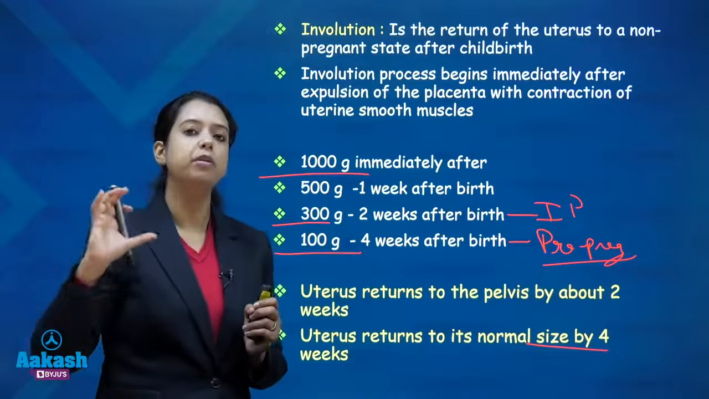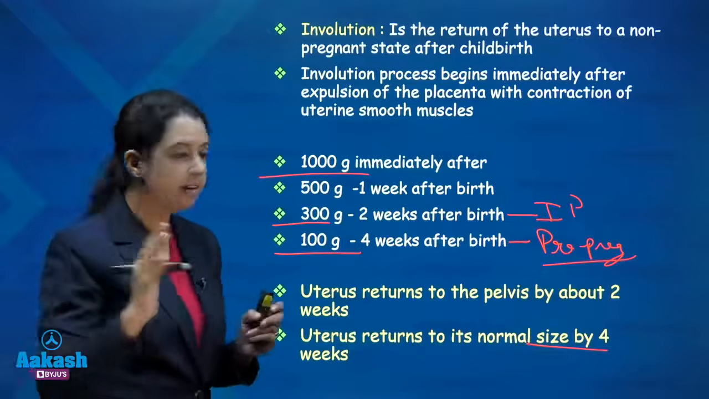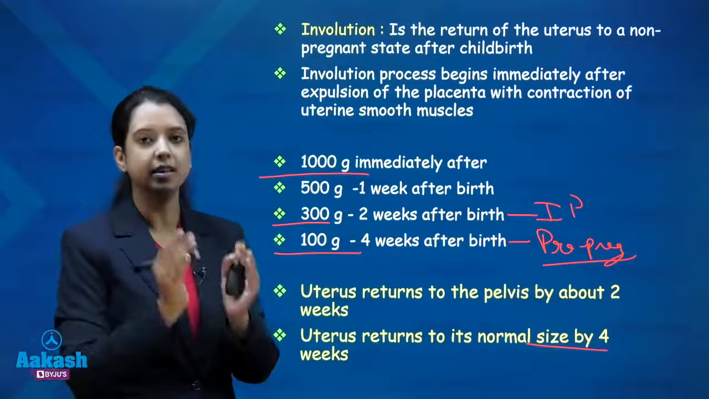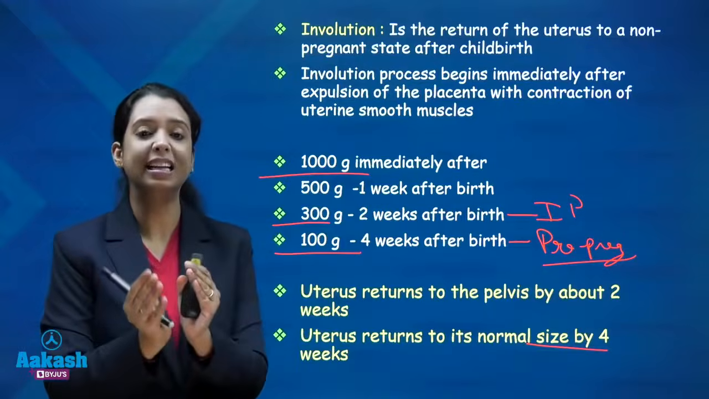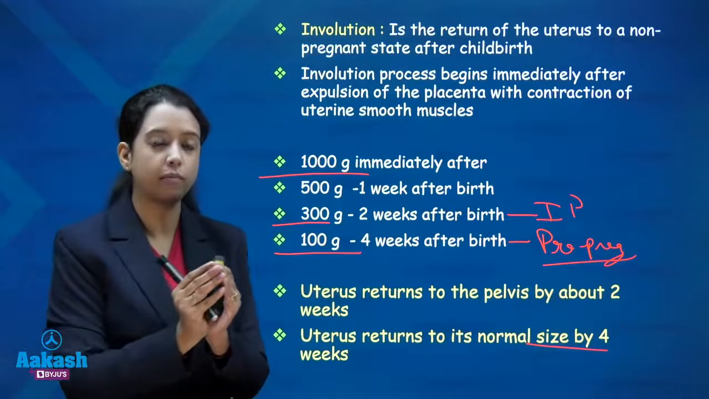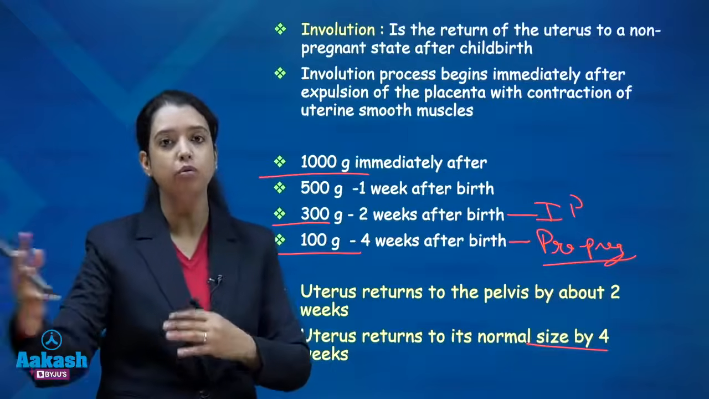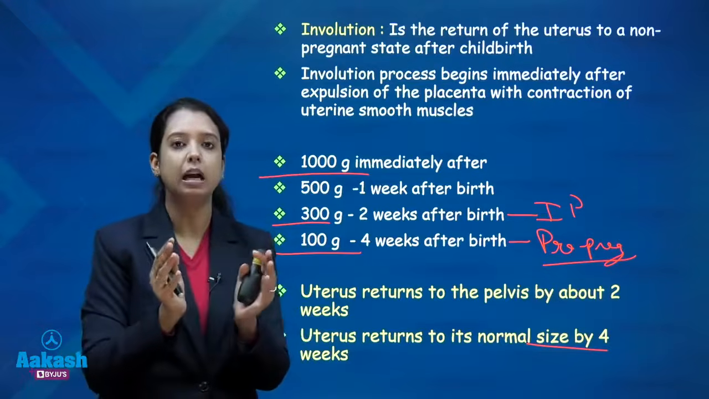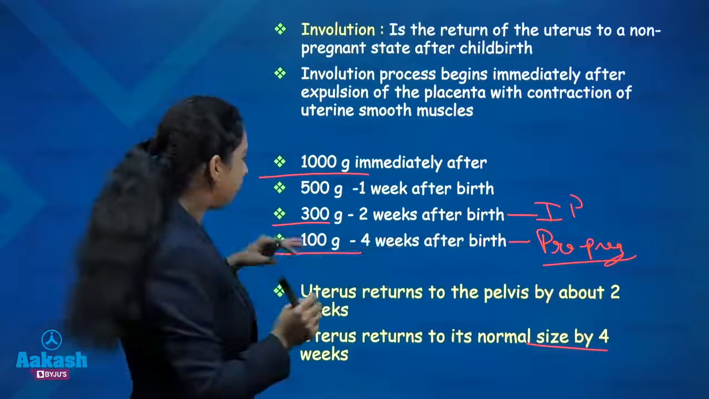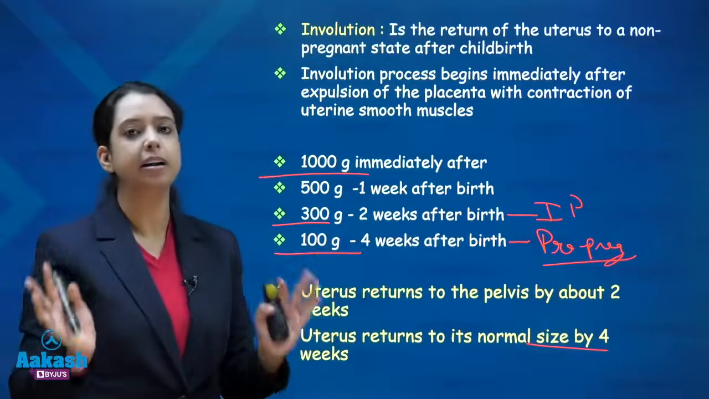Though the size of a non-pregnant uterus is 60 grams, whenever involution occurs, the end result of the uterus is always a little larger compared to what it was before pregnancy. So the uterus of a multipara is definitely a little larger. So at 4 weeks, the uterus is 100 grams and it is the complete involution.